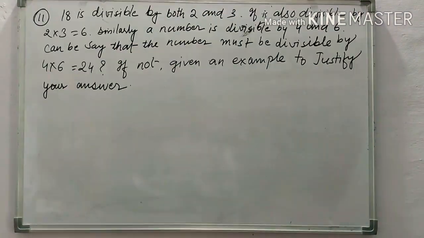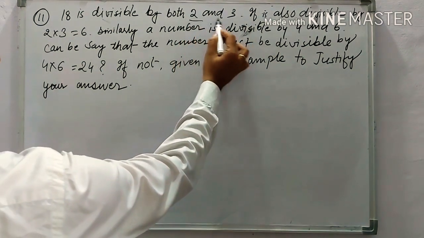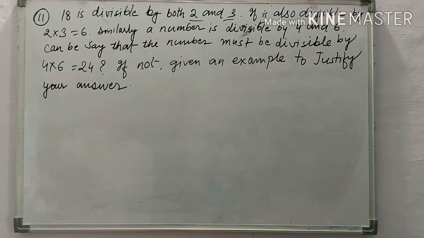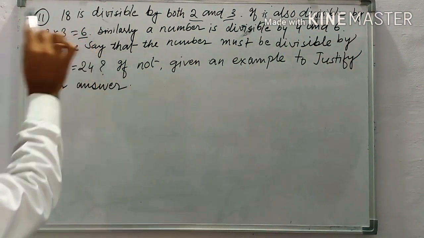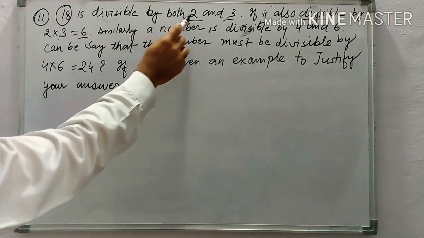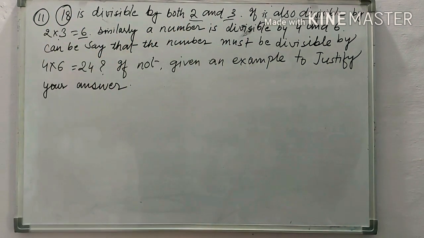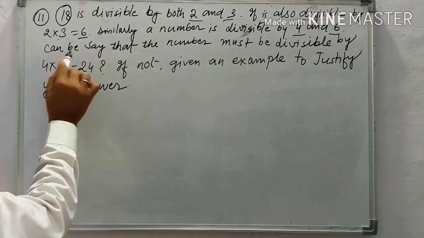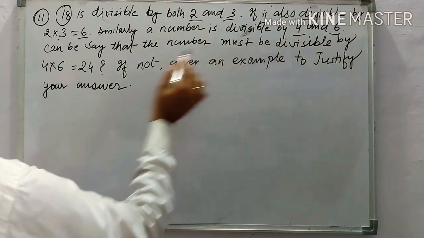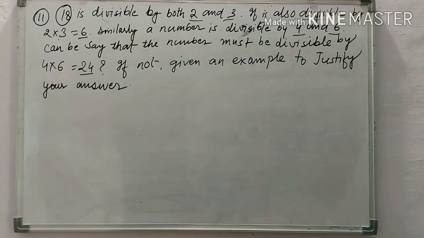Okay, now the next question: 18 is divisible by both 2 and 3. 18 is divisible by both numbers 2 and 3. It is also divisible by 2 into 3, which is 6. It means 18 is divisible by 2, 3 and 6. Similarly, a number is divisible by 4 and 6. Can you say that the number must be divisible by 24? If not, give an example to justify your answer.